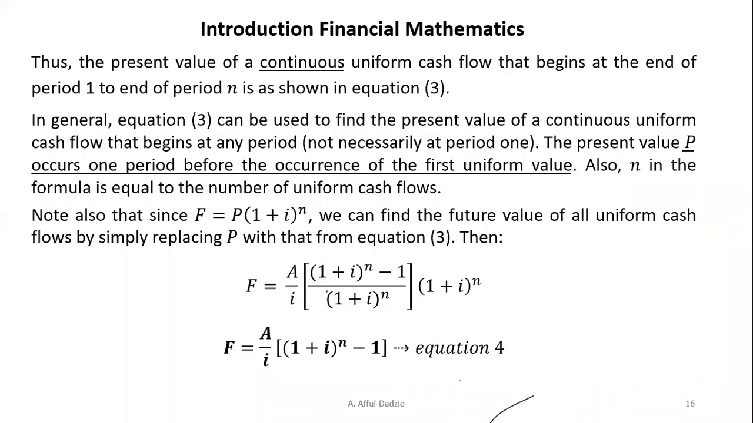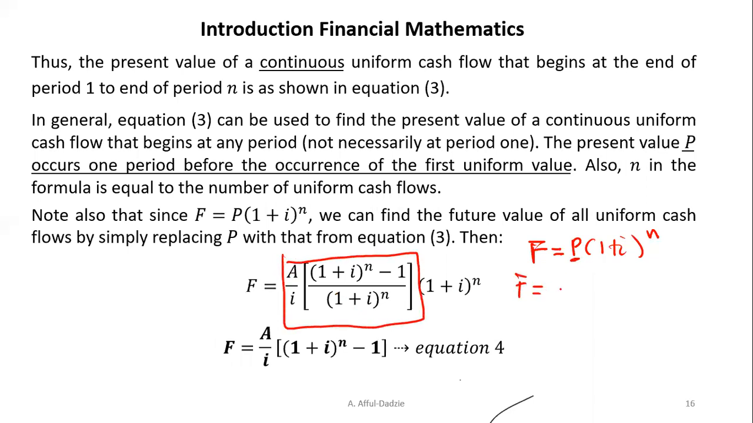Now, if we substitute this formula into this future value, we say that the relationship between the present and the future value are found in this. So if you want to find the future value of a certain uniform cash flow, then we apply this formula: F equals P times 1 plus I to the power n. But we have said that P, we have found all of this to be P.